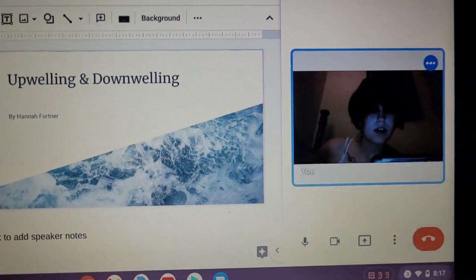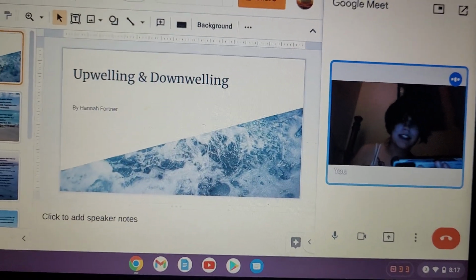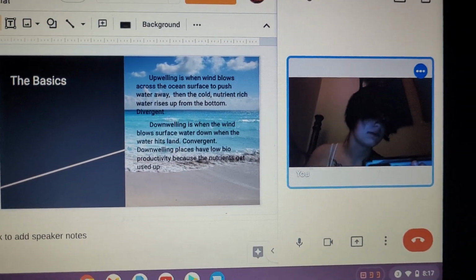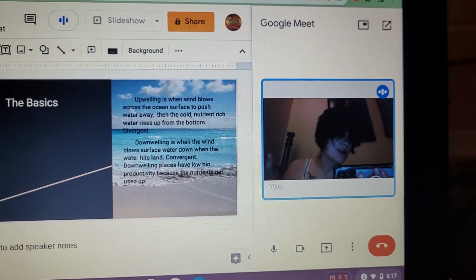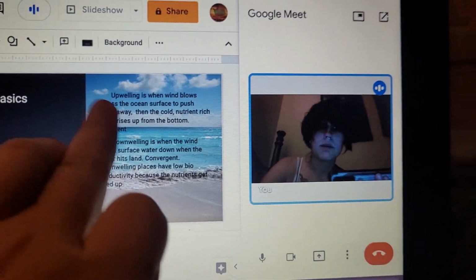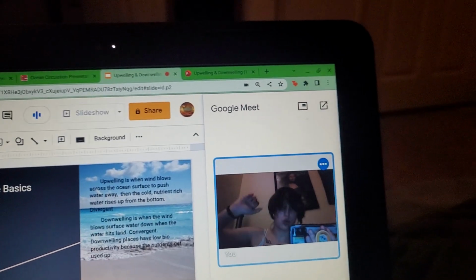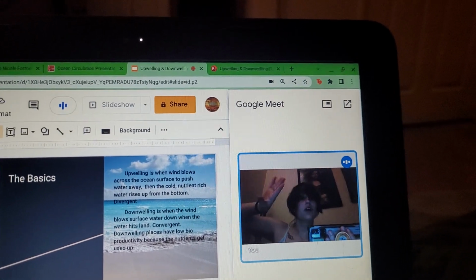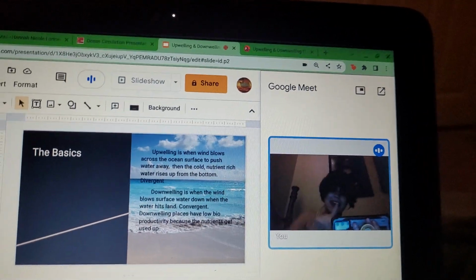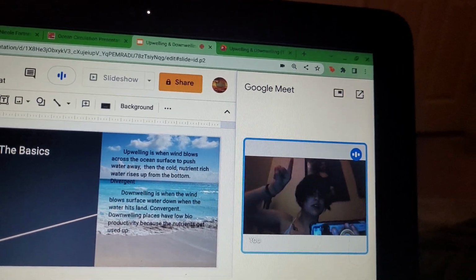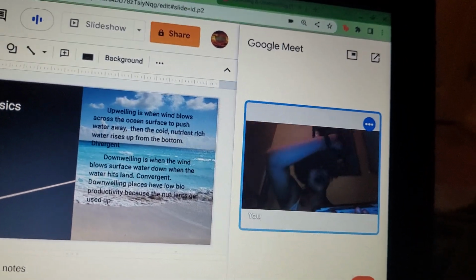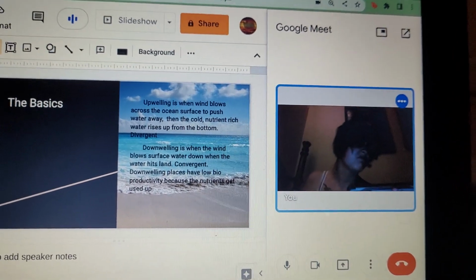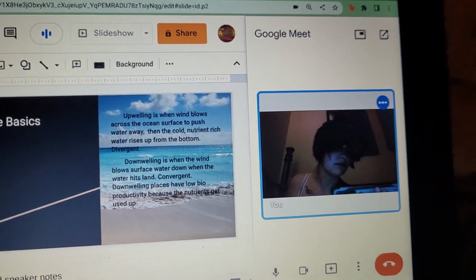So, upwelling, downwelling. Let's get into it. This is just the basics of what they are, or how they work, I guess. Upwelling is when the wind blows across the ocean surface to push water away. Then the cold, nutrient-rich water rises up from the bottom because it's a divergent thing. So it pushes it away and it shoots stuff up. And so we get all those nutrient-rich things, which give us a more biodiverse area.